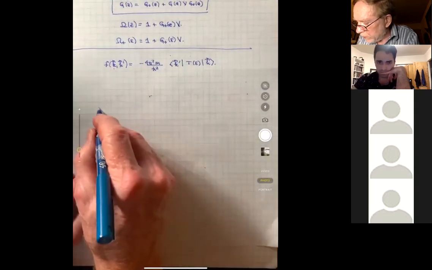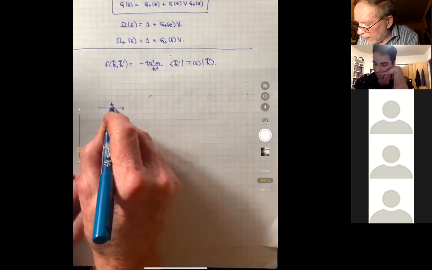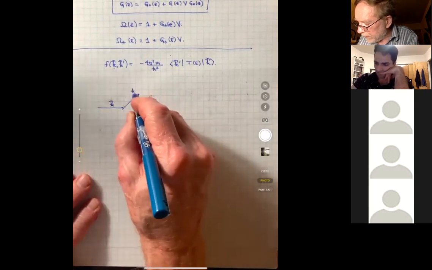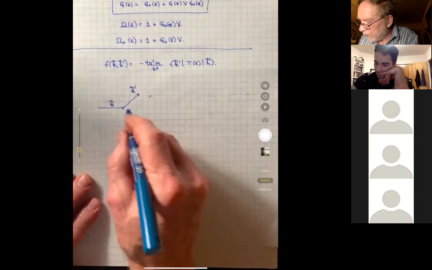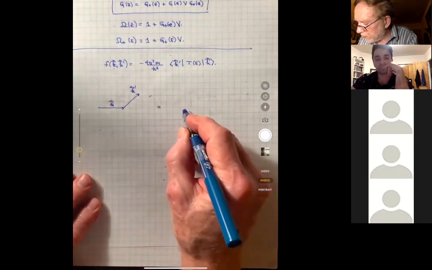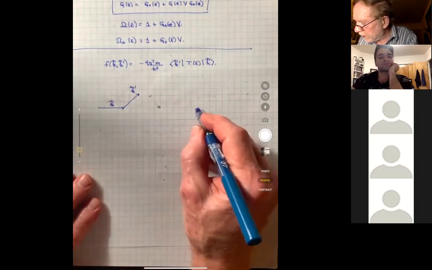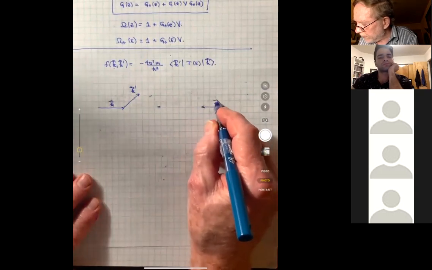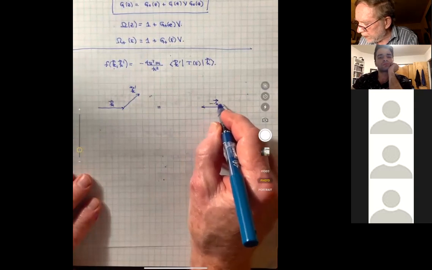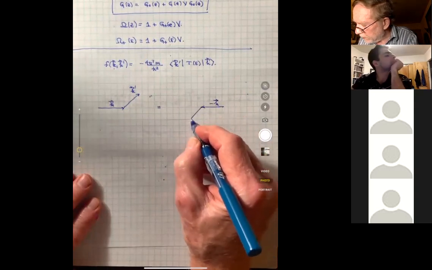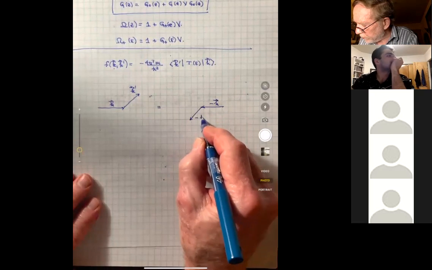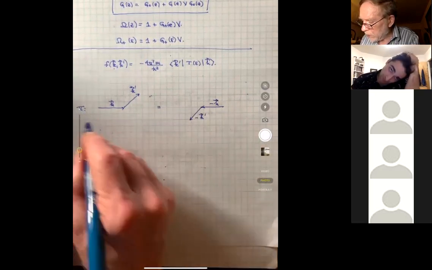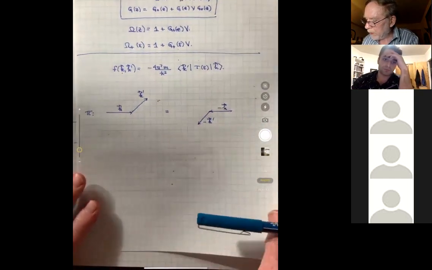I'll draw that with a picture. If we have k, the incident plane wave coming in like this, and then a scattered wave k prime that goes off in that direction, then the scattering amplitude for that is equal to the amplitude obtained by reversing k, having a wave coming in from the other side. This is a minus k, and then it scatters in the reverse direction. This is minus k prime. These two amplitudes are the same if parity is a good quantum number that commutes with the Hamiltonian.